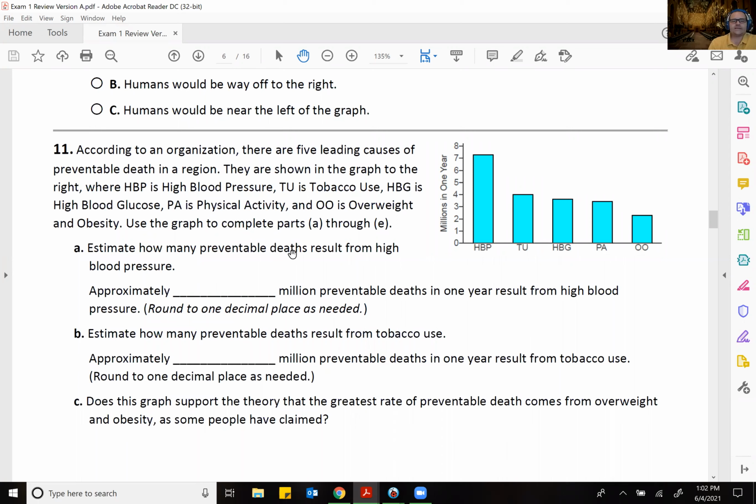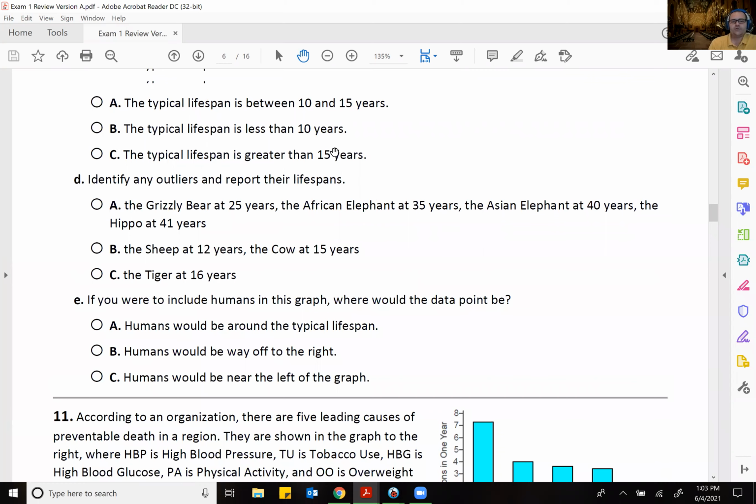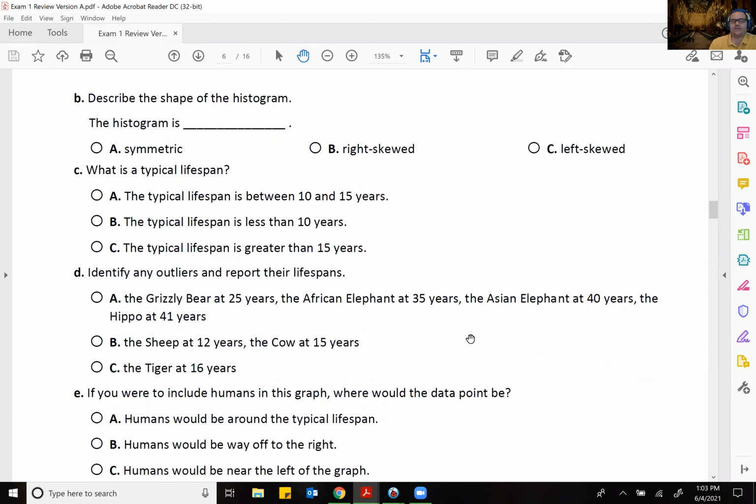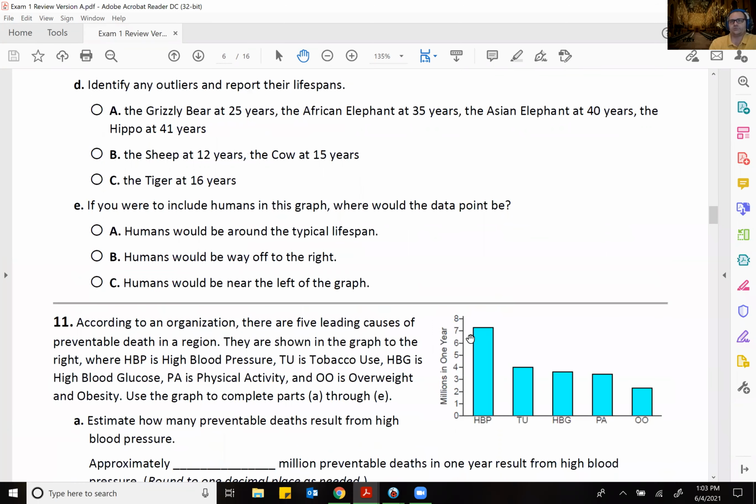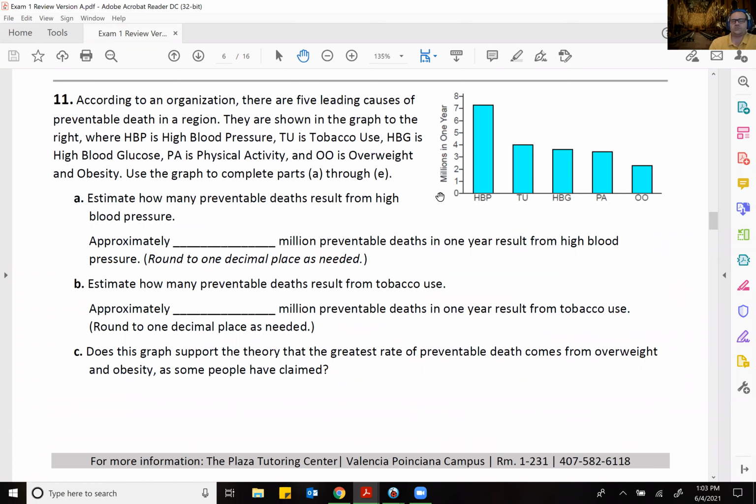So estimate how many preventable deaths result from high blood pressure. And so this one, this is in chapter 2. So what we have just done is finished up like the first 2 sections of chapter 2. This is starting with section 2.3, where we're getting into categorical data. So we're still in chapter 2. So how many preventable deaths resulted from high blood pressure?